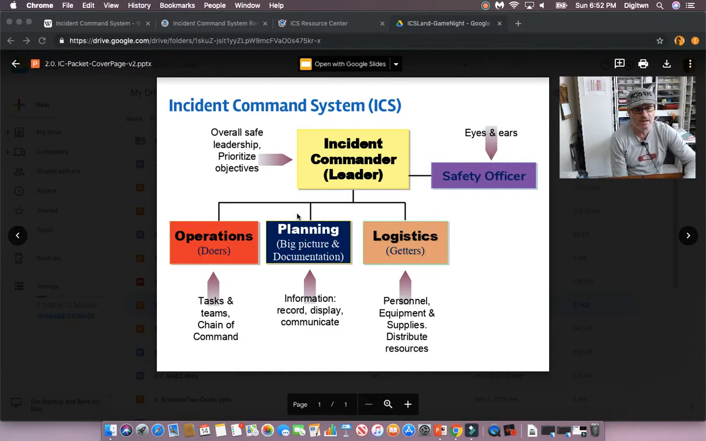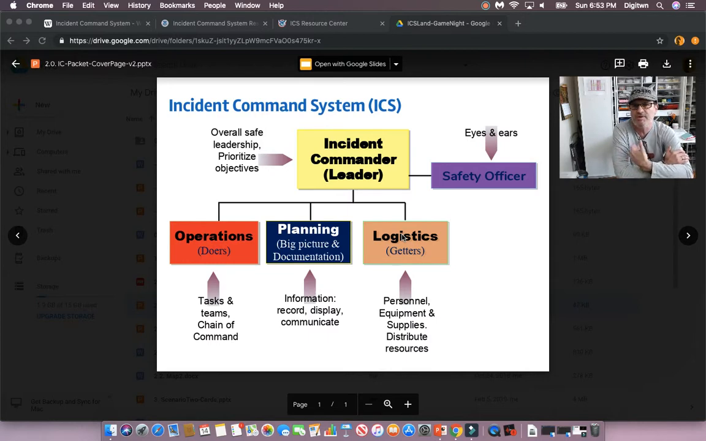There is a planning segment in ICS as well, which looks at the big picture, the strategy, and more importantly makes sure that everything the incident commander and the operation chiefs are doing is documented, that people are accounted for, and that we know where we are. Third, there's a logistics unit.